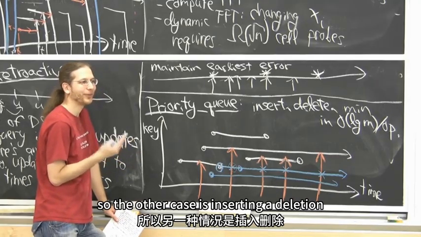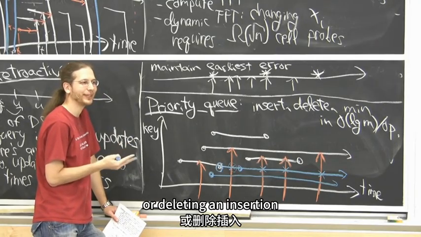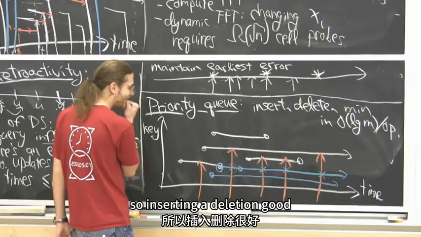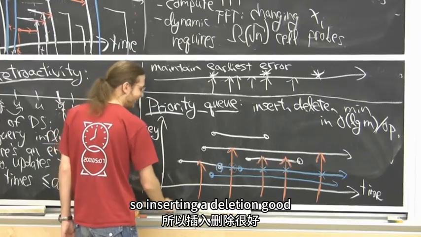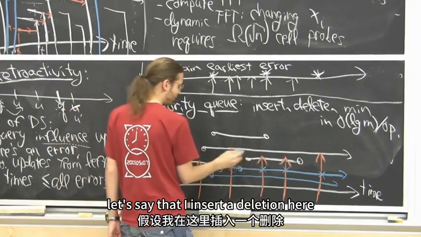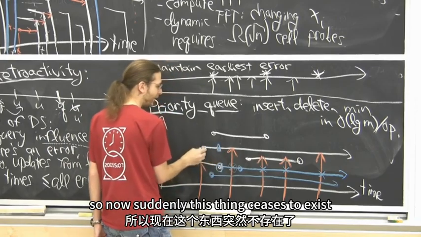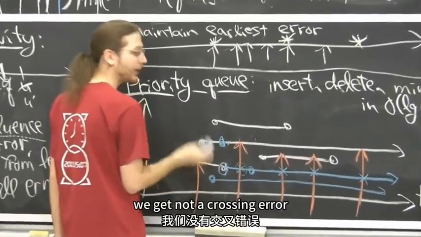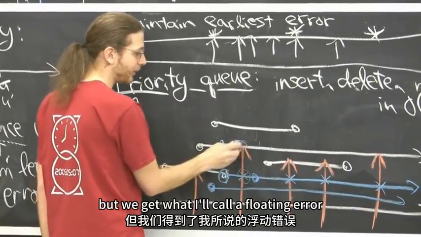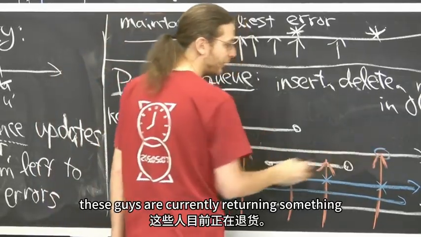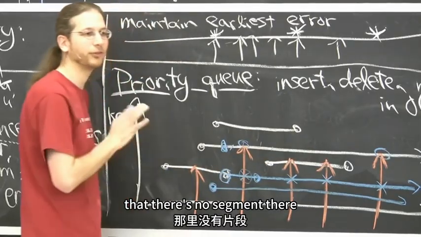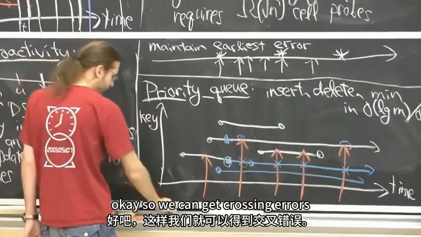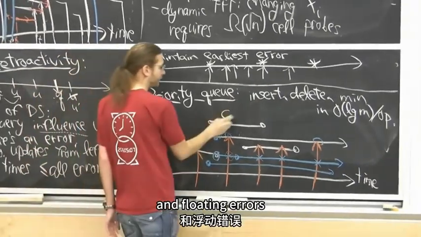So the other case is inserting a deletion or deleting an insertion. So inserting a deletion. Good. Let's say that I insert a deletion here. So now suddenly this thing ceases to exist. All of this is gone. We get not a crossing error, but what I'll call a floating error, which is that these guys are currently returning something, but there's no segment there. Okay, so we can get crossing errors and floating errors.